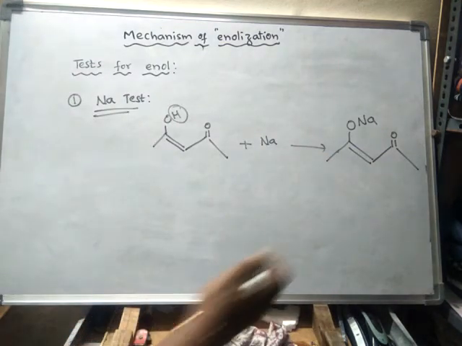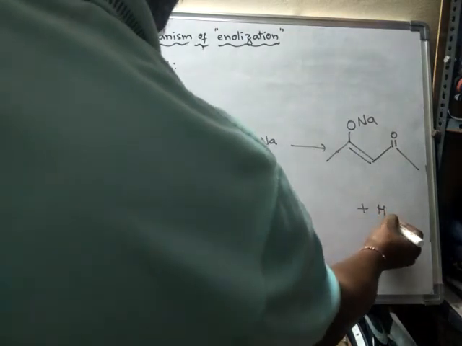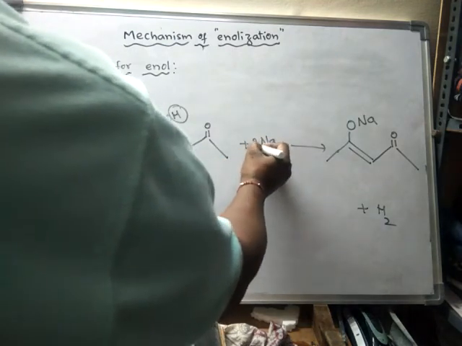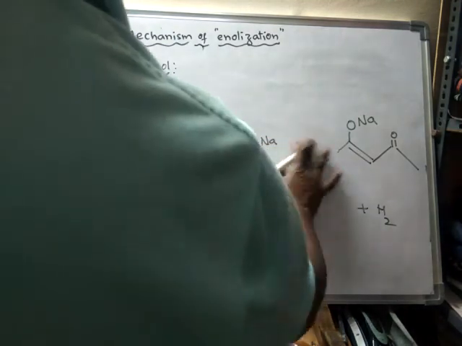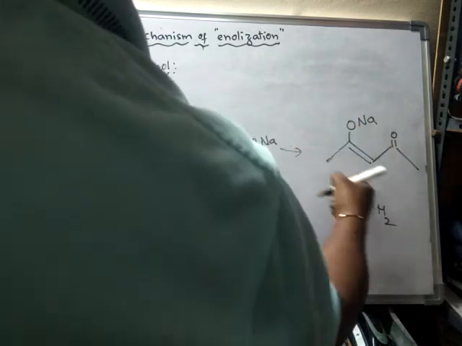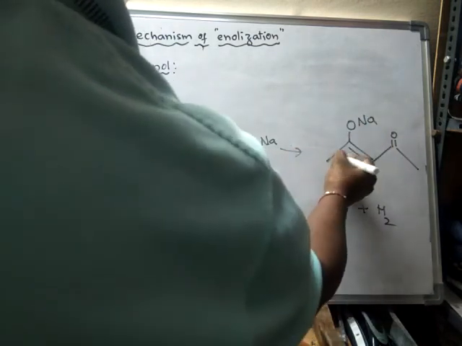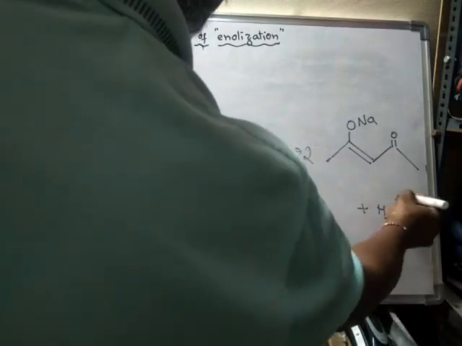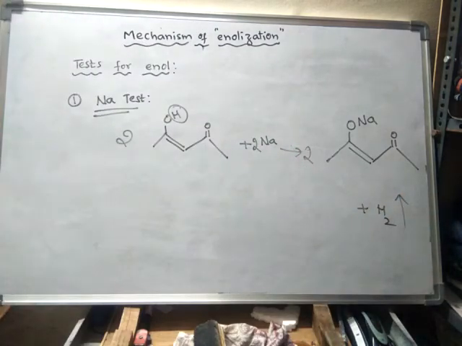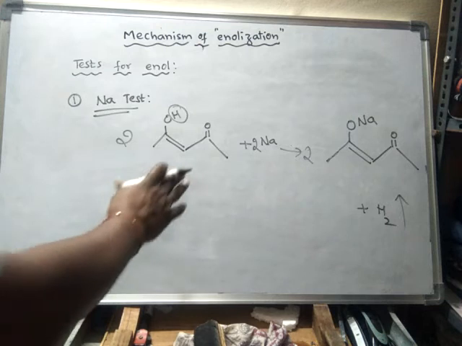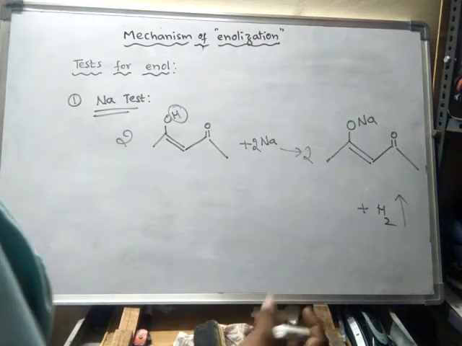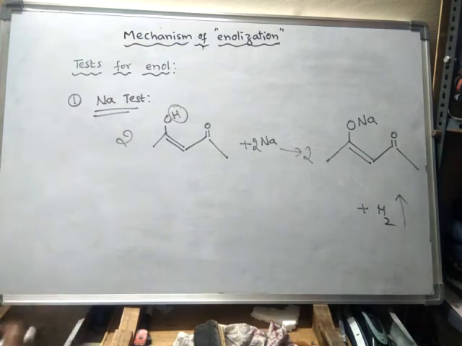During this process, hydrogen is liberated. Every two molecules of enol will react with two sodium atoms to form what is called sodium enolate. So two molecules of sodium enolate and hydrogen gas are formed. Hydrogen is liberated in the form of gas. So enol will give effervescence of hydrogen with sodium metal. Effervescence means bubbles of hydrogen.